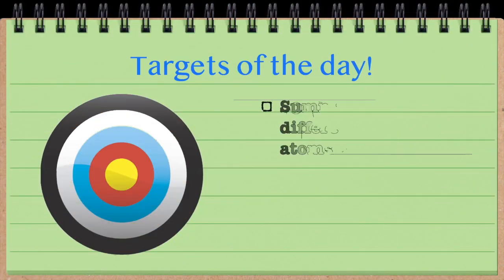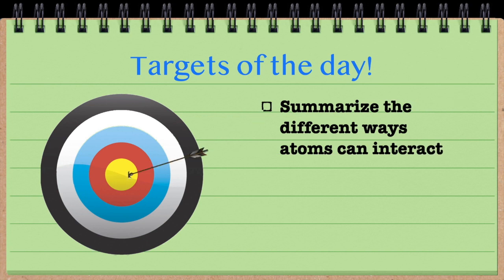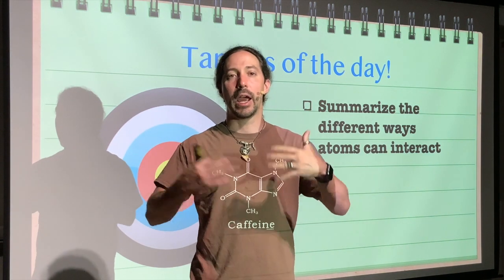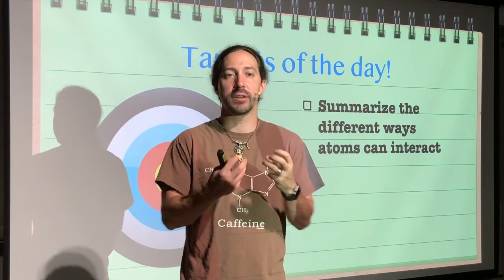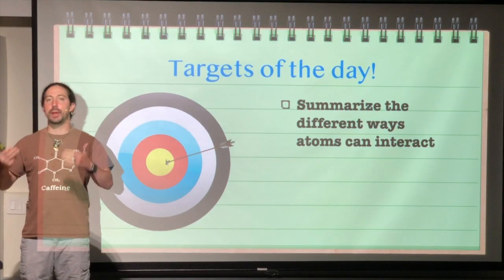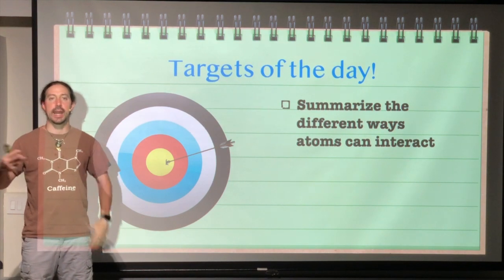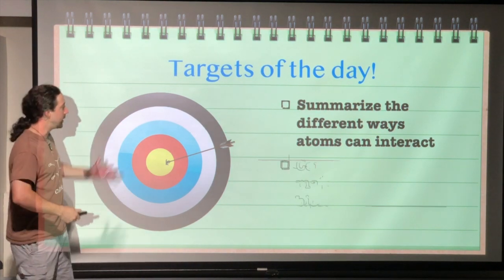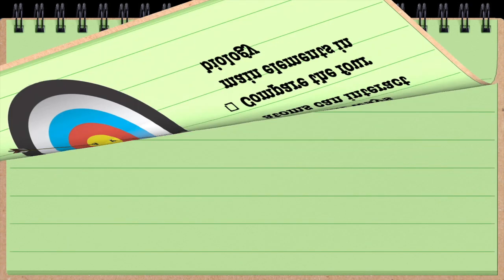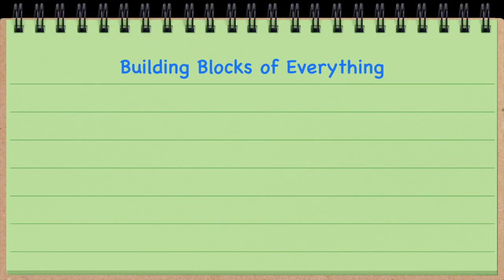So for the day, targets. First, summarize the different ways that these different atoms can interact. Atomic interactions are going to be crucial in our understanding when we get to cells and how the cells are actually able to generate life. So hopefully after today, you'll be able to explain some different interactions that atoms can have with each other. Next is compare the four main elements in biology and how they interact and some of the properties that they have. So only 2 learning targets for the day.